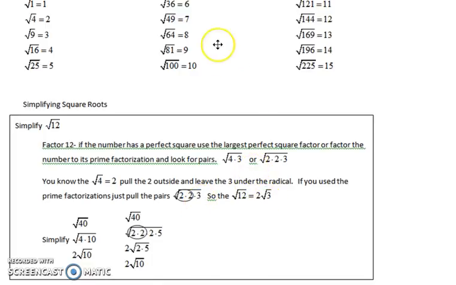Or, if you look at your pairs, after doing the prime factorization, in this case 2 times 2, you're going to pull out any and all pairs so that we still get 2 square root of 3.